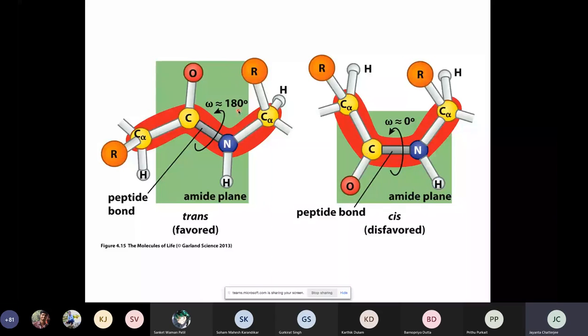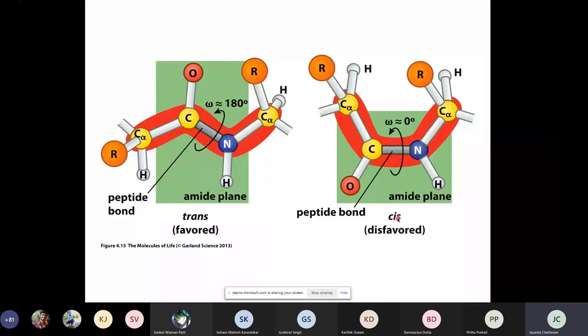Now if you have a bond rotation where the NH and the CO are sort of, how do I call it, collinear? Well, for the sake of simplicity, we'll say that omega equals 0. They come in proximity to each other. That conformer, this is a conformer, it's not a configuration, this is a conformation. This conformer is called a cis conformer. Now, obviously, this is disfavored.